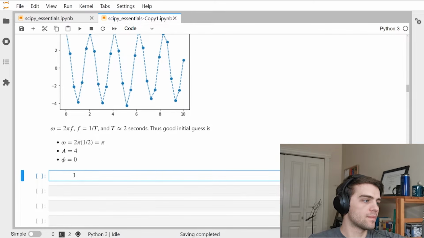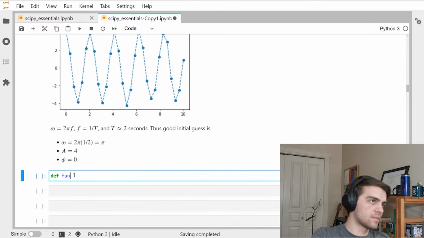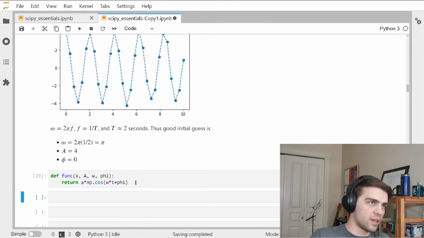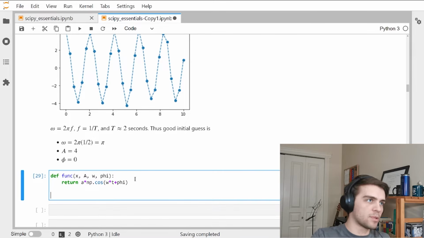Same thing as before. It's a function of x, and the additional parameters are A, omega, and phi. And it returns A times cosine of omega t plus phi. So that's the easy part. We define the function, and now we want to find the optimal parameters of A, omega, and phi.